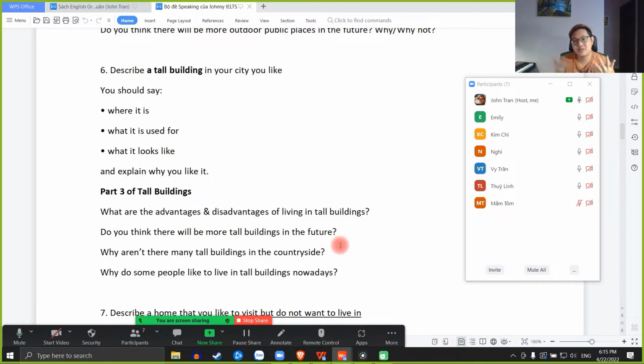Well, it's about prediction now, right? So basically, you can say some people think like this, some people think like that.